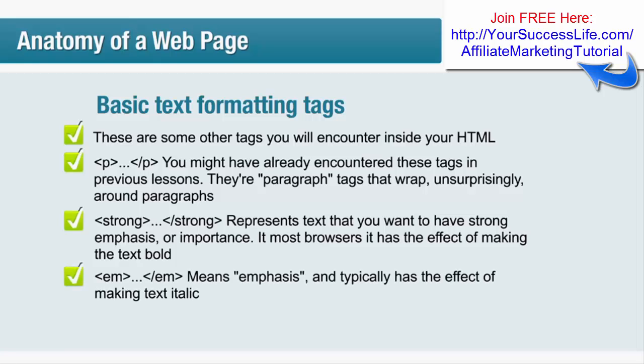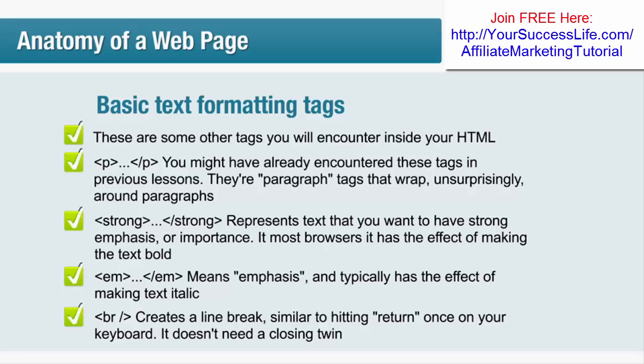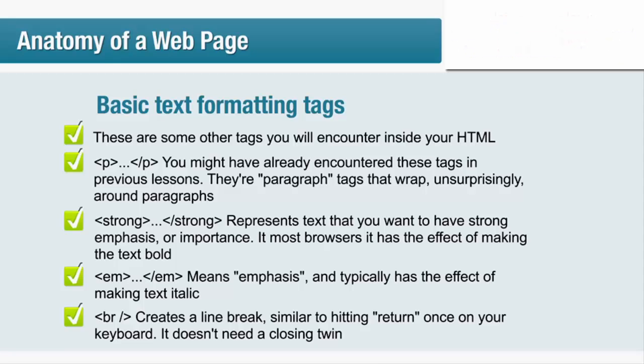EM means emphasis and typically has the effect of making text italic. And BR or break creates a line break, similar to hitting return once on your keyboard. It doesn't need a closing twin.